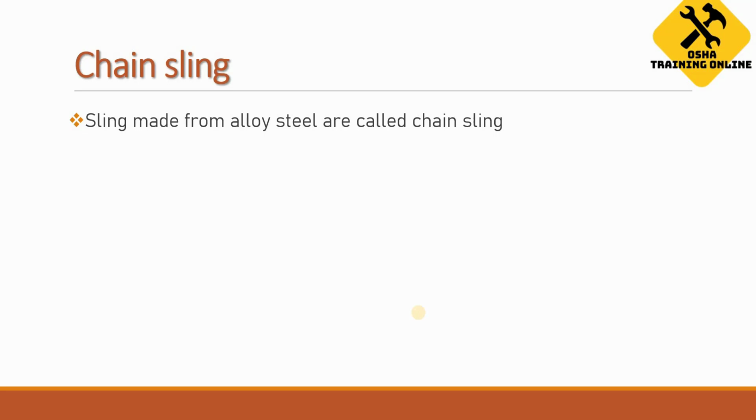The next one is the chain sling. A chain sling is the one which is made from alloy steel. Alloy is a metal, so a rigging equipment which is made from alloy steel is called a chain sling. Just write it in Google and you will get it; it is a kind of chain, a combination of chains, and it is really strong and resistant. You will get a lot of pictures of chain sling. It is used for carrying heavy objects from one place to another.